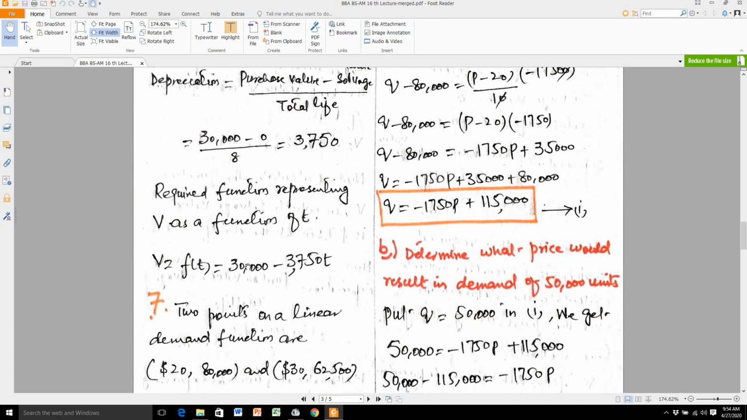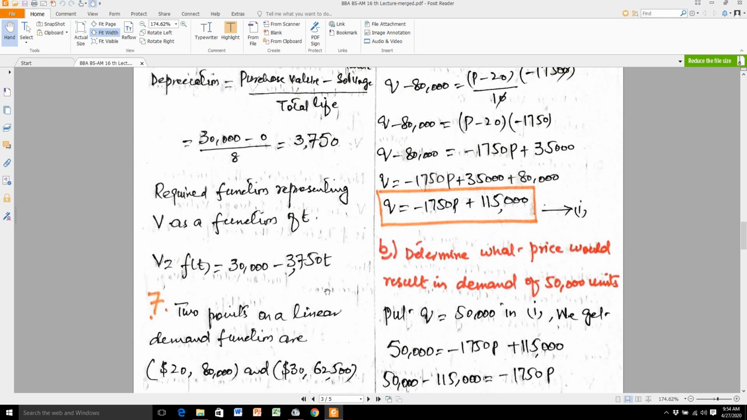So V is equal to f of t is equal to the total value minus 3750t. You also see that this form of the function is a slope intercept form, and you also studied such functions in chapter number 2, and how we can calculate the total value or the depreciated value. Here the slope is 3750 and its sign is negative, so this shows that the value goes down, or is deducted from the total value of the asset.